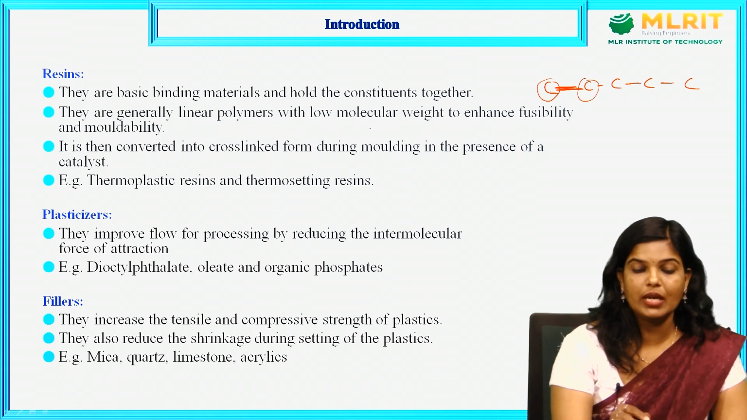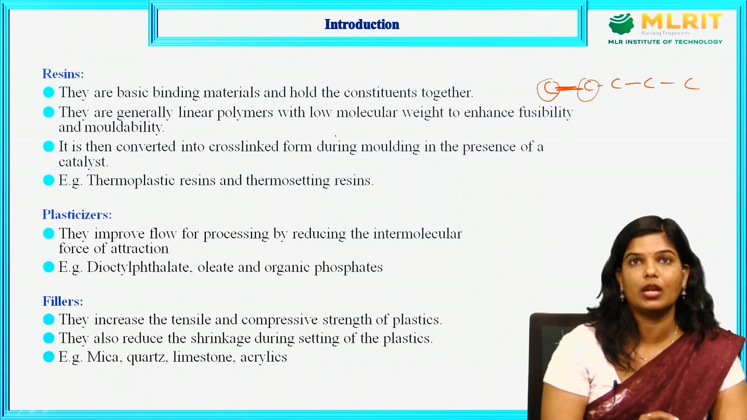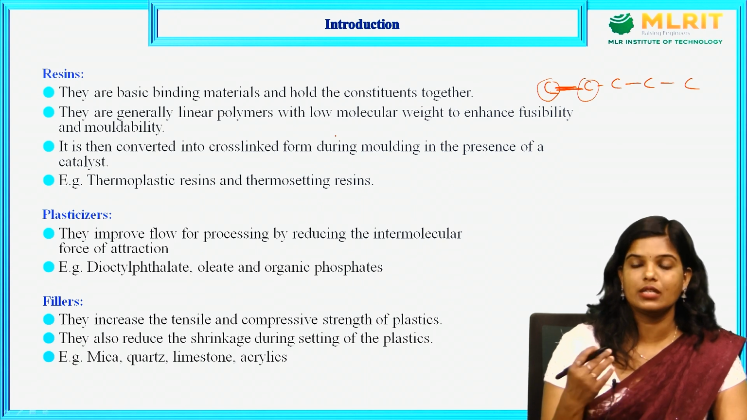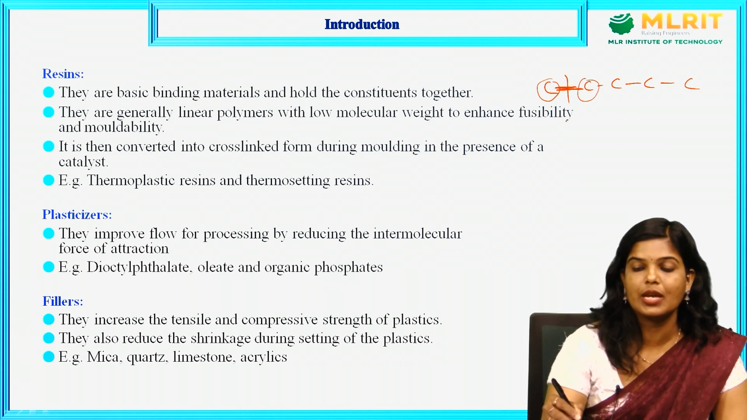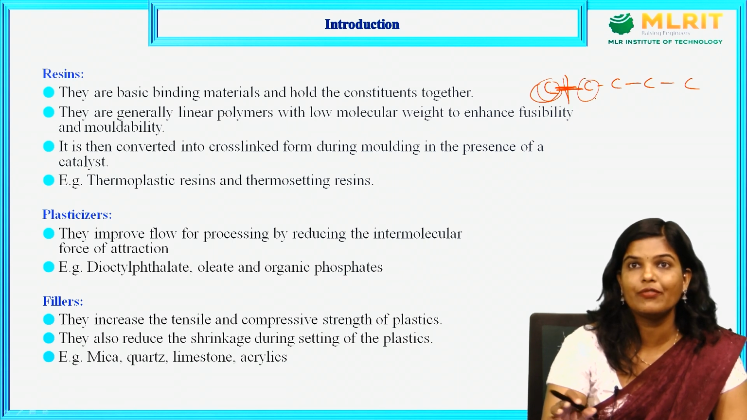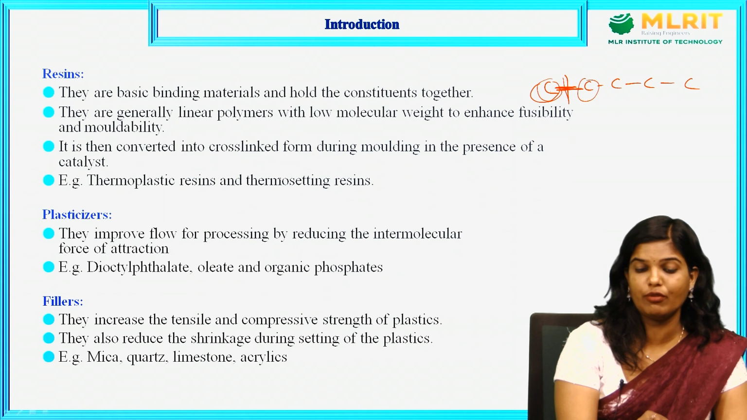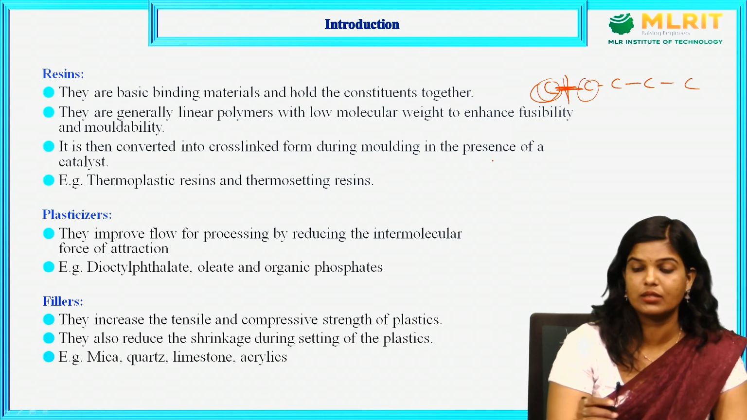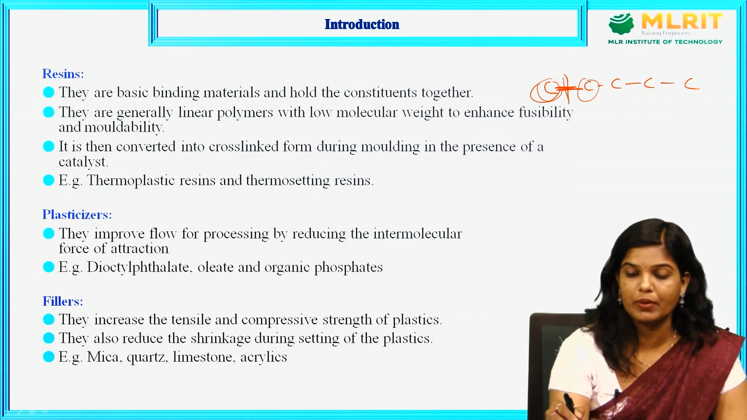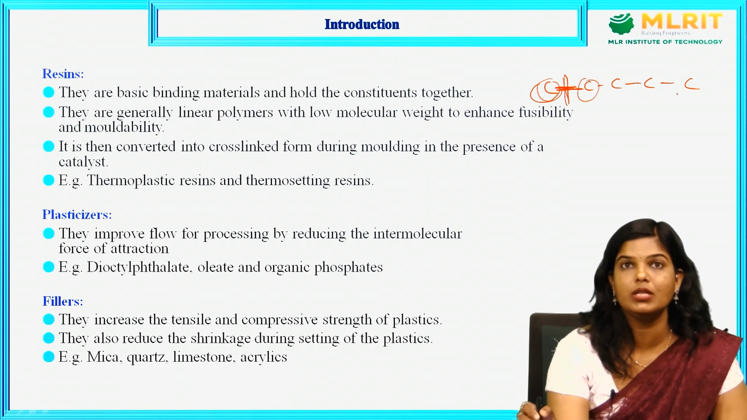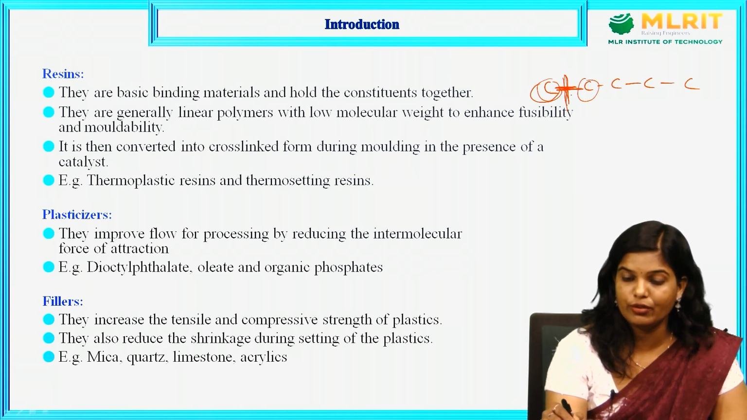They will have linear polymers with low molecular weight to enhance fusibility. Fusibility means it can undergo fusion, or it can change into desired shapes. If we break this, it will be another particle, and this will be another. So this fusion should be very easy. It is then converted into cross-linked form during molding in the presence of a catalyst. So what happens when we are breaking this or fusing this, which is generally a linear polymer?